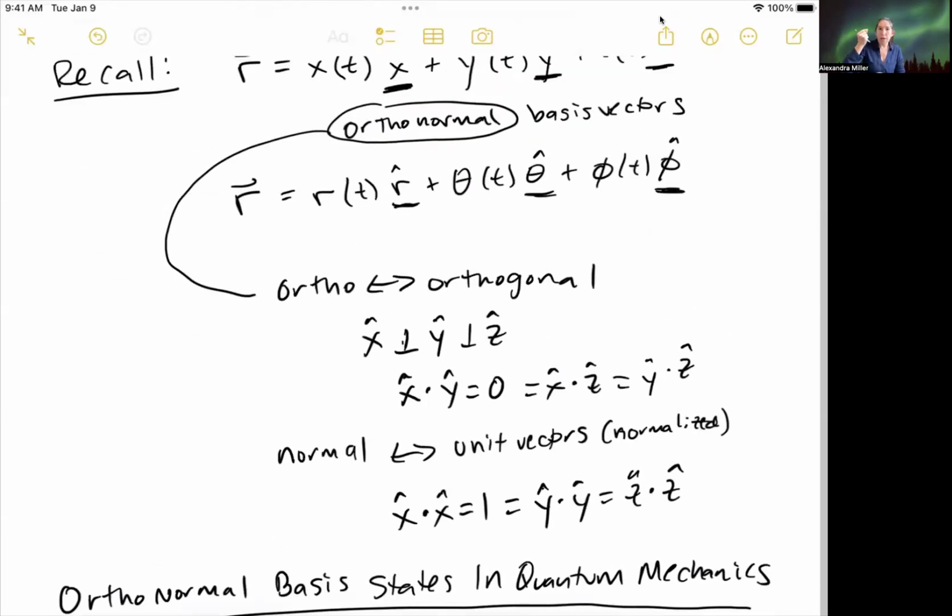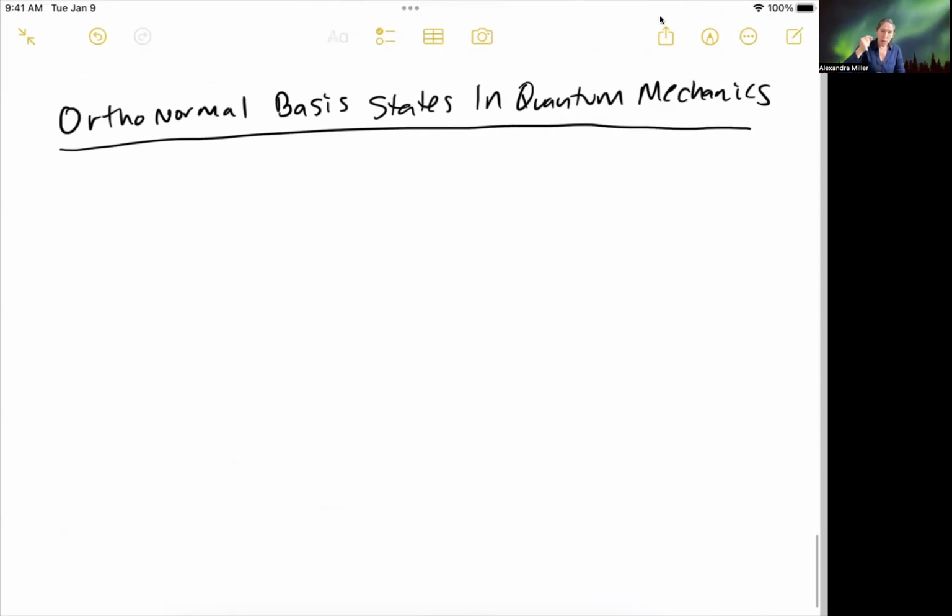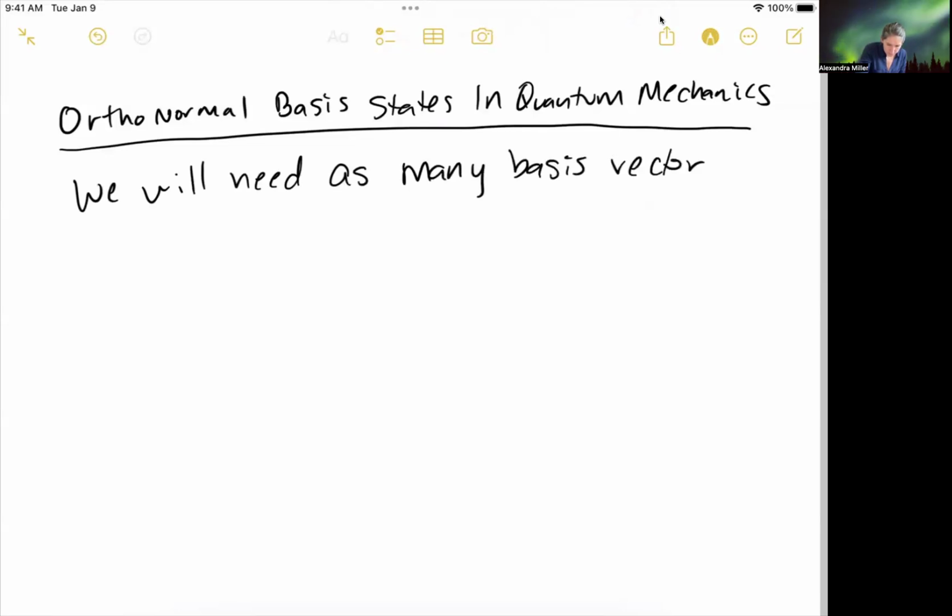So we have three of these unit vectors that we need to completely express a general position vector in our three-dimensional space. Here, we're going to want to think about writing down some basis vectors, which are going to be just like our unit vectors from before. The number of them that we're going to need is going to be equal to the dimension of our Hilbert space. So we will need as many basis vectors as the dimension of our Hilbert space.